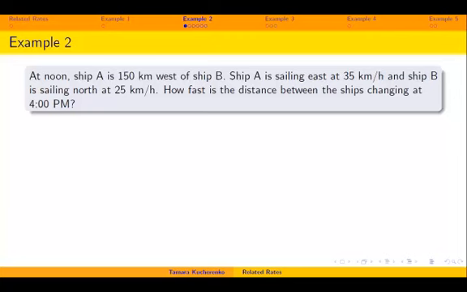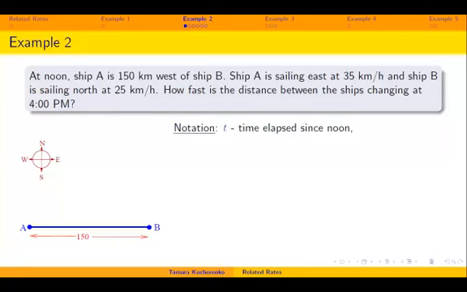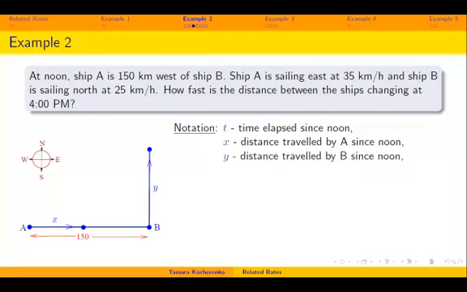First, we draw a diagram. At noon, ship A is 150 kilometers west of ship B. We denote by t the time elapsed since noon. Ship A is sailing east. We denote by x the distance traveled by A since noon. Ship B is sailing north. We denote by y the distance traveled by B since noon. Let z be the distance between A and B at time t.